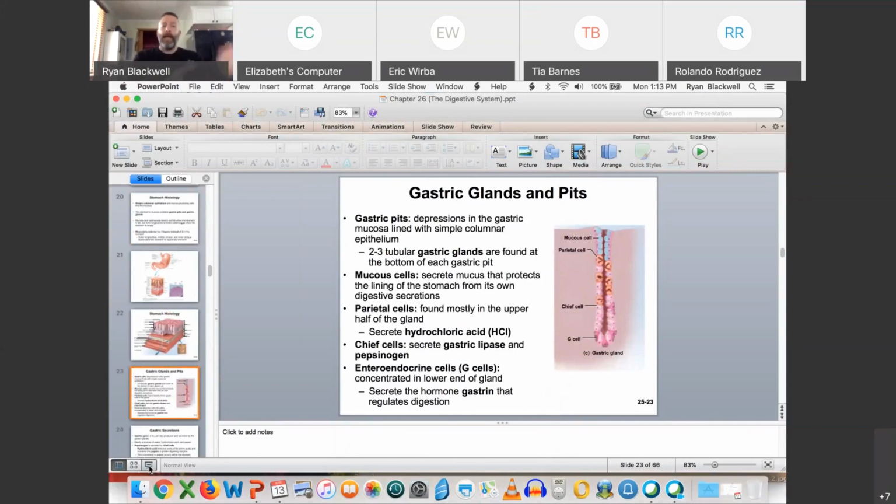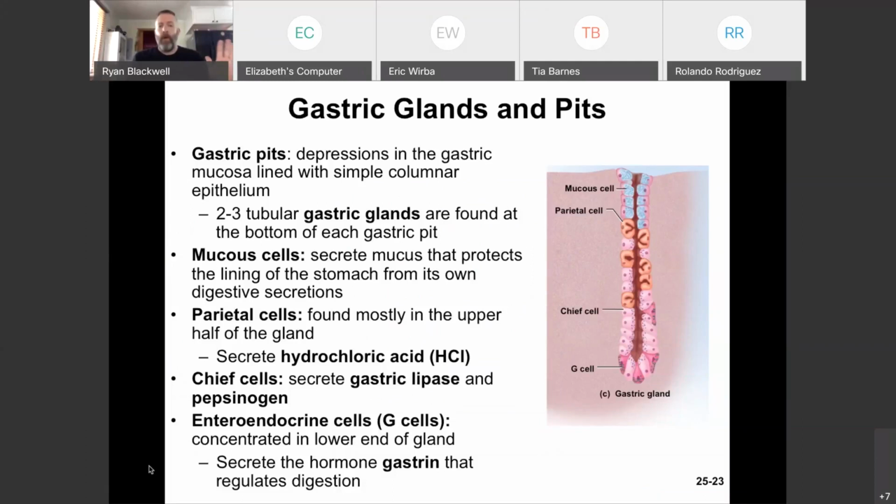So to gauge what time delay we have, can someone confirm whether or not you can see my enlarged slide number 23, gastric glands and pits? We can see it. Okay, good. I have about a 5 to 10 second delay, so I don't want to start talking about a slide until I know you all can see it.